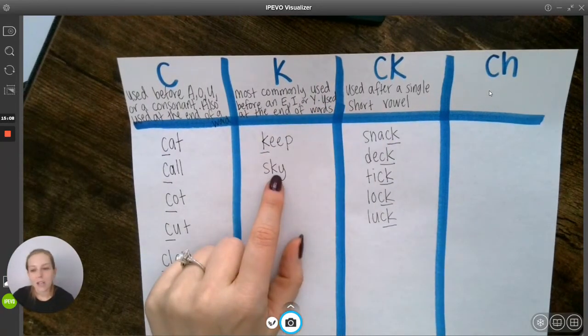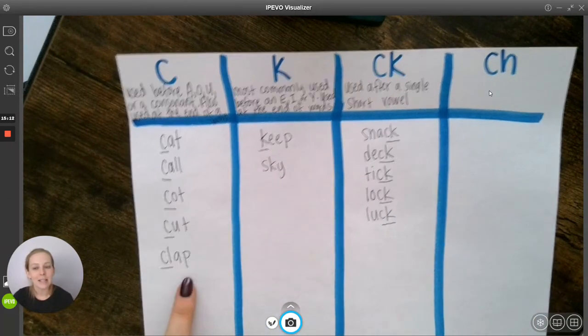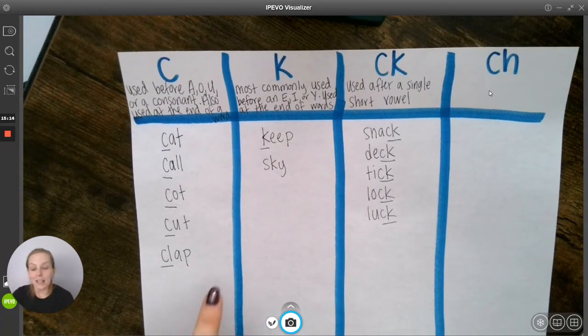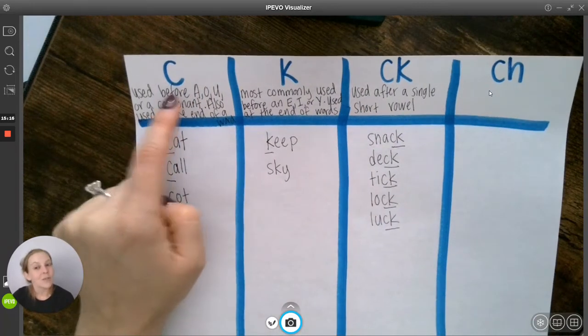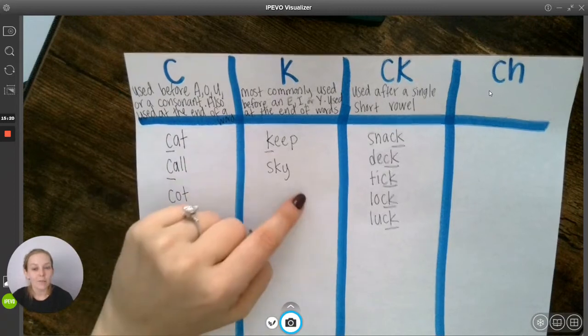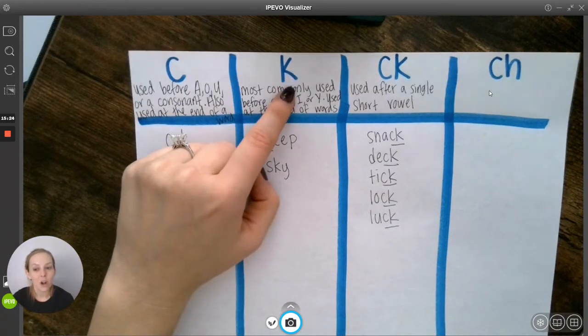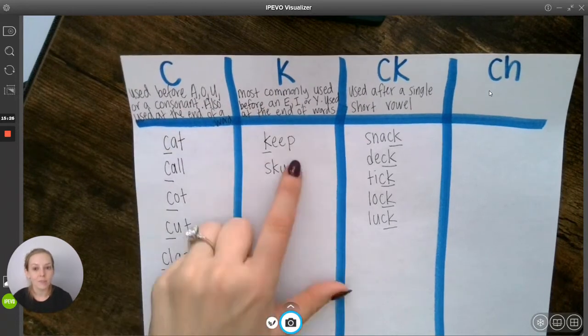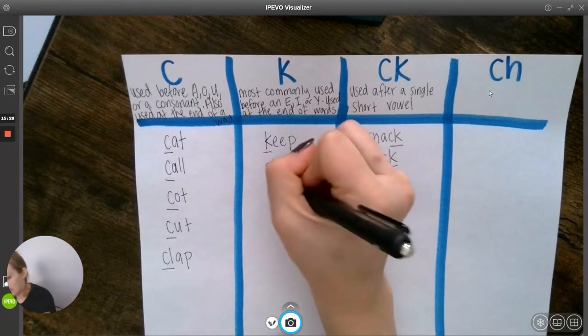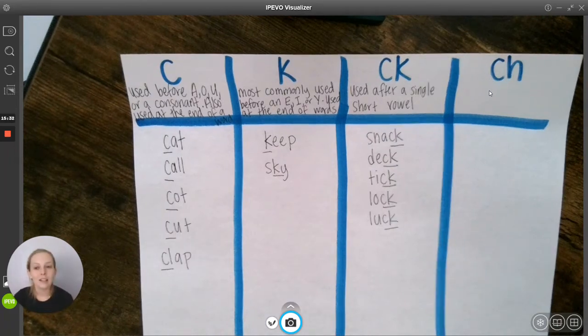Why is this not spelled with a C? Why is it not spelled S-C-Y? Because C softens to the S sound when followed by E, I, or Y. And since this is followed by a Y, it has to be tall K sound. Sky. Let's underline that.